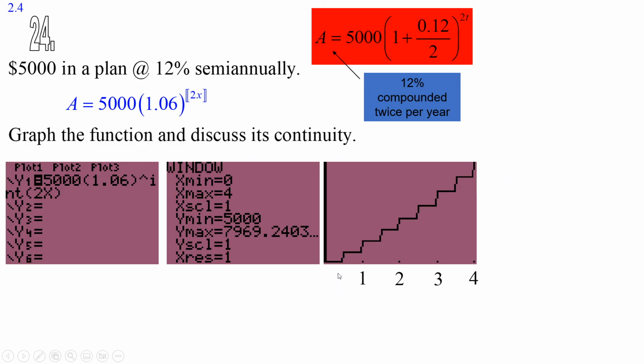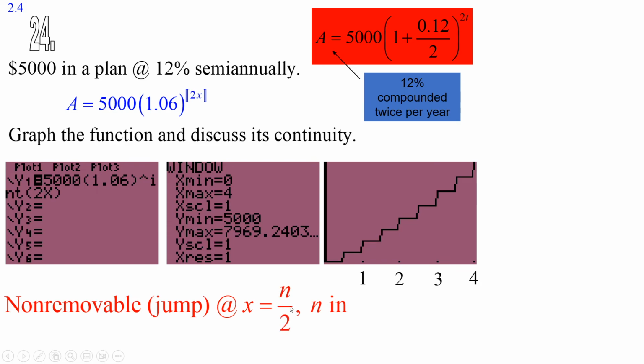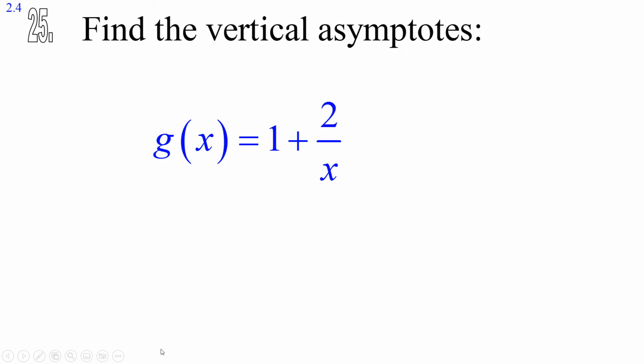So it looks to me like there's a discontinuity at every 1/2, every multiple of 1/2. So how are we going to describe this? Let's go. Non-removable jump at x equals n over 2, where n is in the set of integers. Positive integers there. You see 1/2, 1, 3/2, 2, and so on.